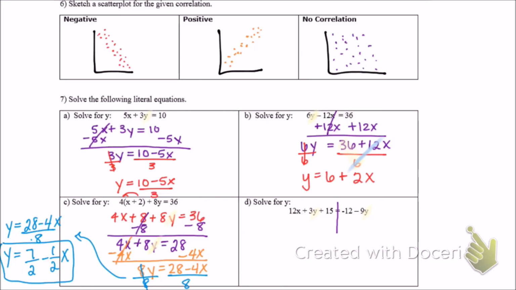So if I move my 9y over, I'm going to add it. And I'm going to put it right underneath the 3y because I want to put those two together. So that'll cancel out on that side. That leaves me with 12x. 3 plus 9 is 12y. Plus 15 equals negative 12.